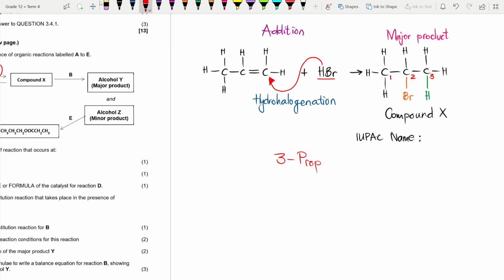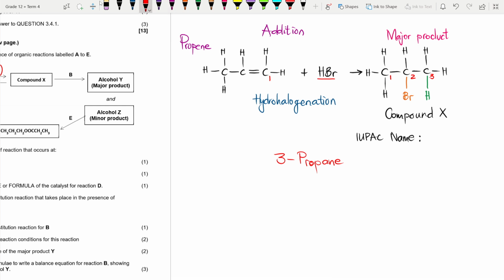It's called propane, and because there's no double bond, it's only single bonds, it is propane. If there was a double bond like this one here, it's going to be the first molecule. Propene, right? So this one is indeed propene because of the double bond.